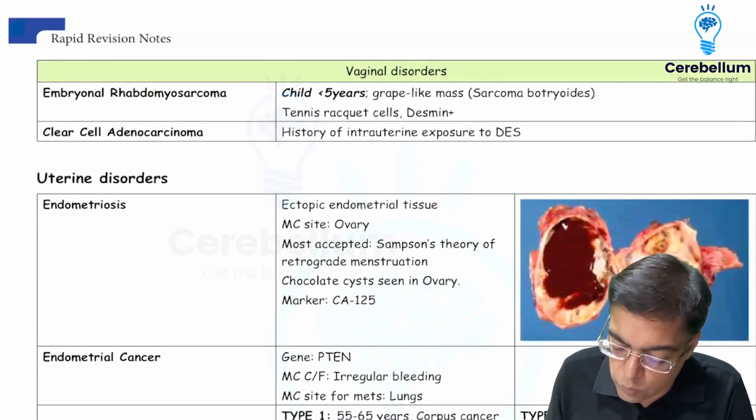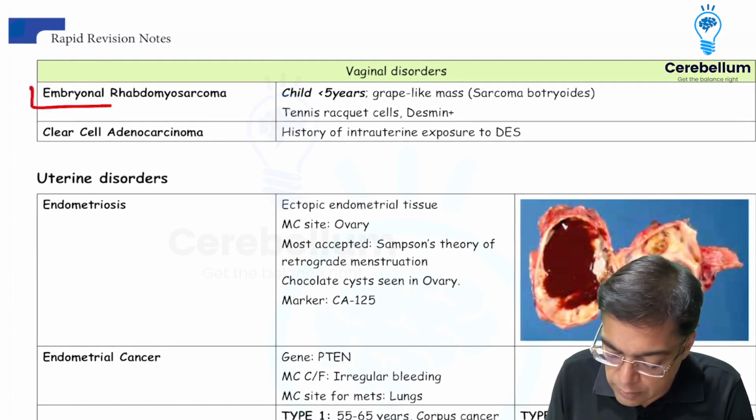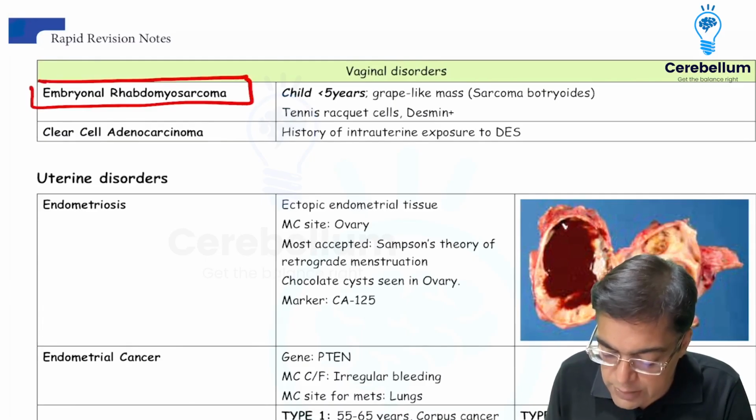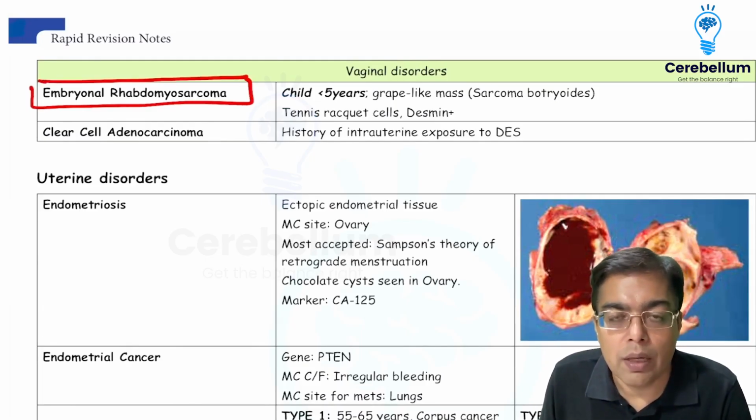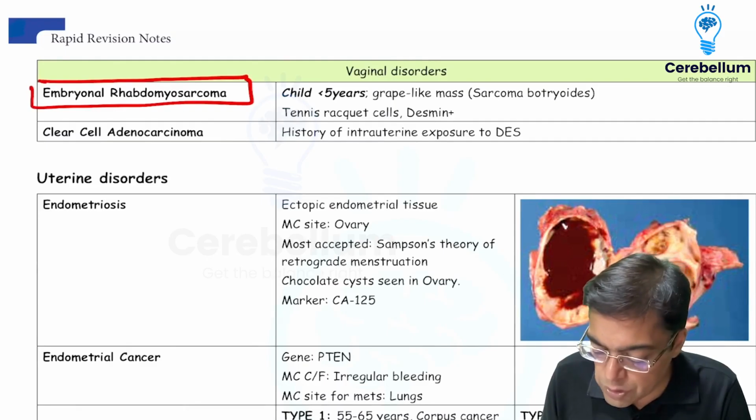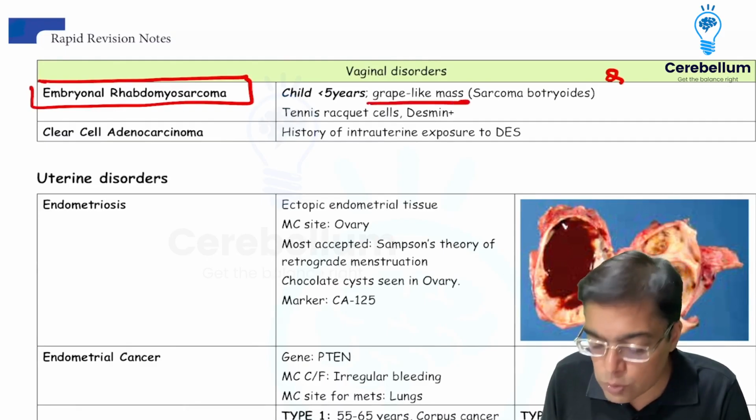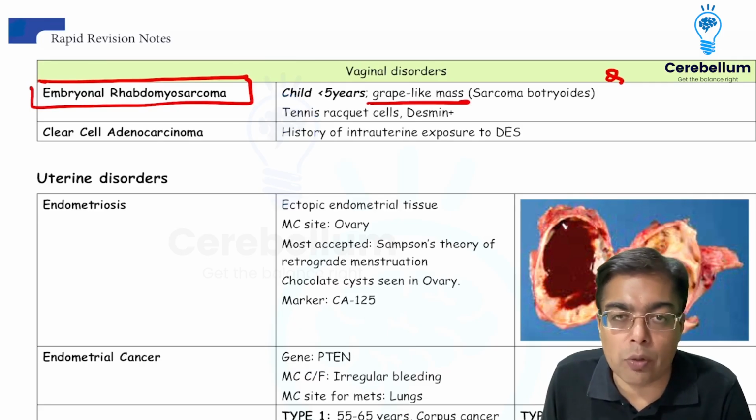Having said that, having a word about the vaginal disorders, the ones which have been asked in the exam more commonly are embryonal rhabdomyosarcoma. The reason is it's an example of a pediatric tumor, and this kind of a tumor is going to be having a presentation in the form of a grape-like mass. So it is also referred by the name of sarcoma botryoides.